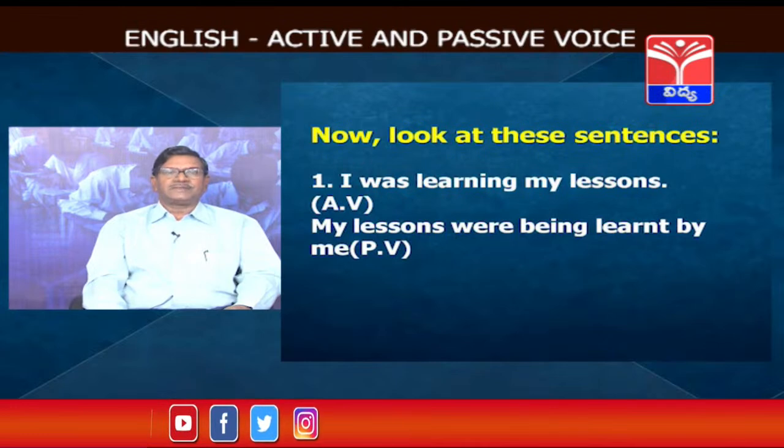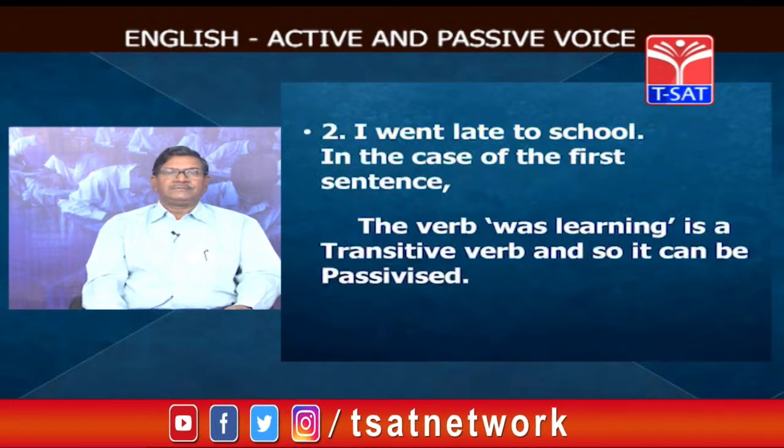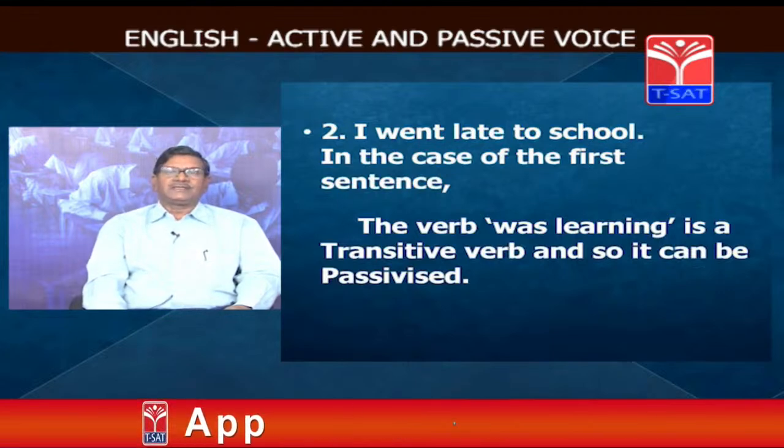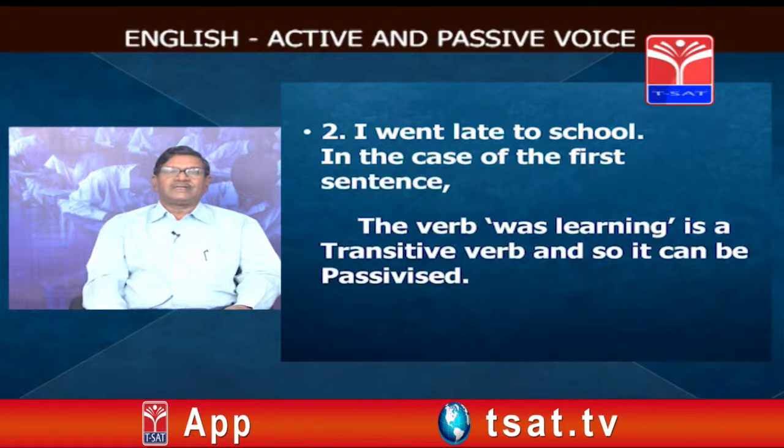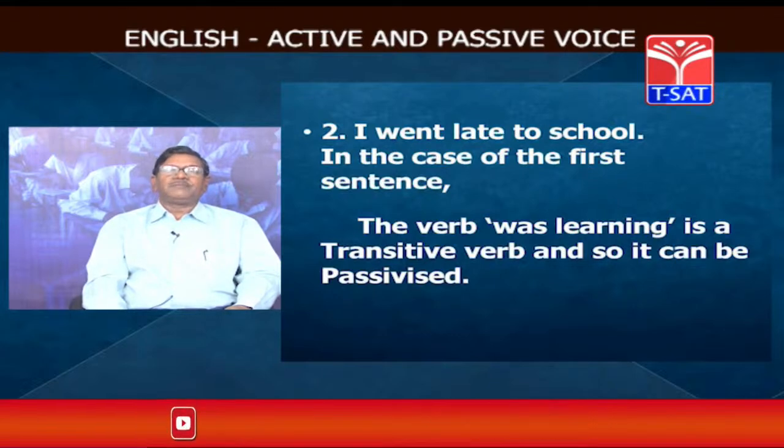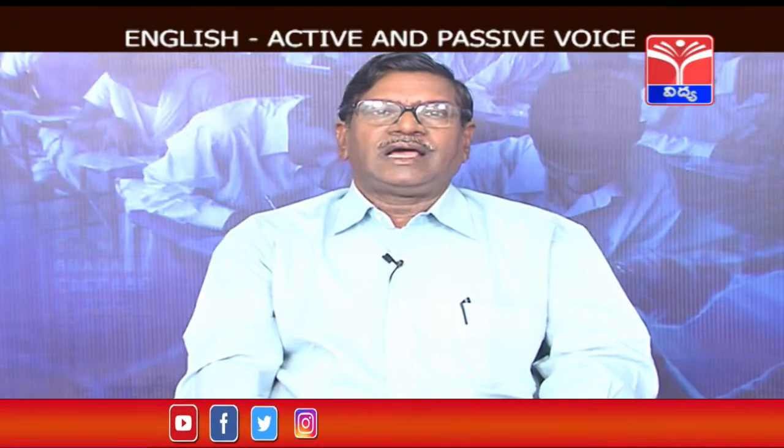I was learning my lessons. I went late to school. In the case of the first sentence, the verb was learning is a transitive verb, and so it can be passivized. I was learning. What was I learning? My lessons. That is the object. So, if the verb is transitive, then there will be an object in the sentence.